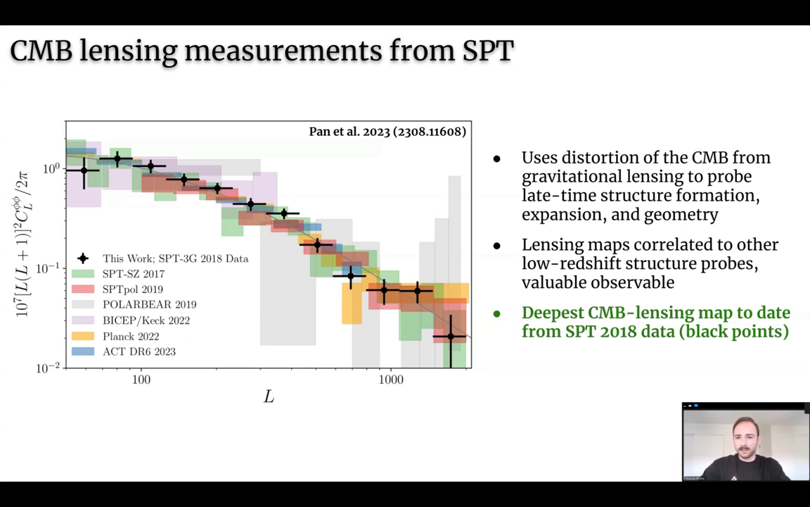In terms of the deepest lensing maps made, that means where the error bars are smallest at the smallest scales here, those come from SPT 2018 data that are shown in the black points here. And the largest scales are best measured by experiments with a large sky area that's measured, so things like Planck and ACT.